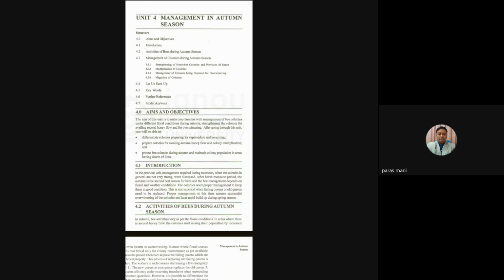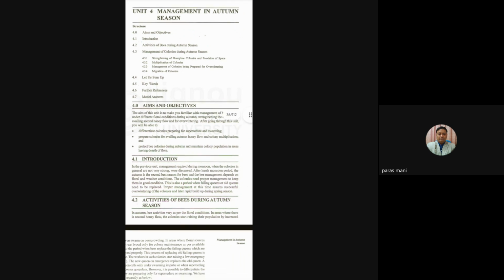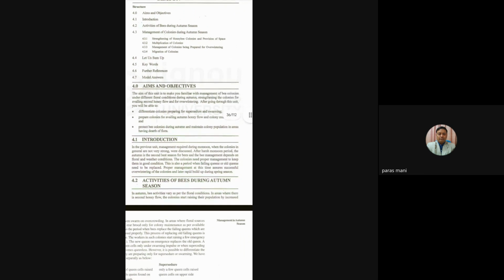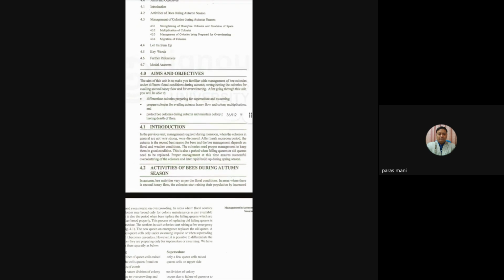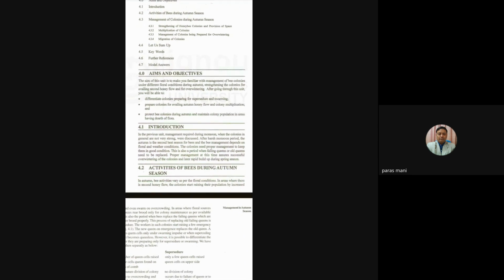Preparing for overwintering, one thing is you have to leave sufficient food source within the colony. You should not extract the honey completely from the bee box. And if the food is insufficient, we have to provide proper food, that is sugar syrup and pollen grains. And water also must be available in the vicinity. Honeybees will collect the required water for themselves.